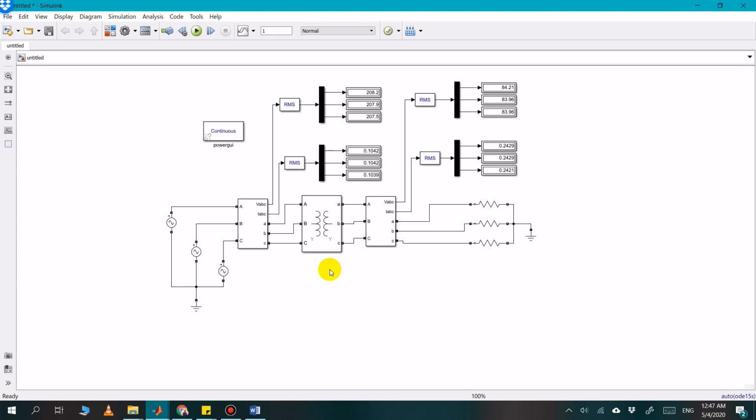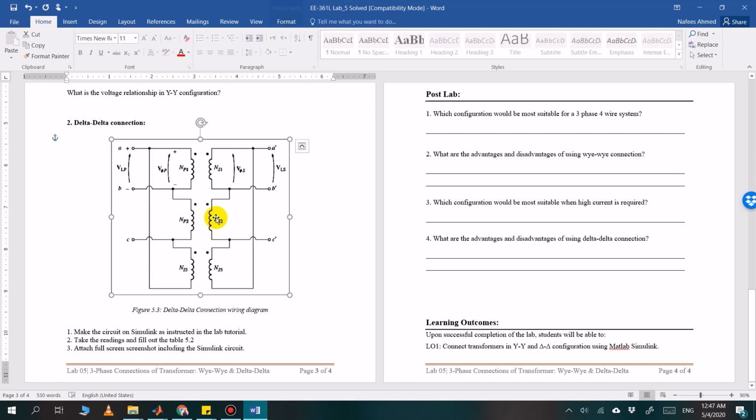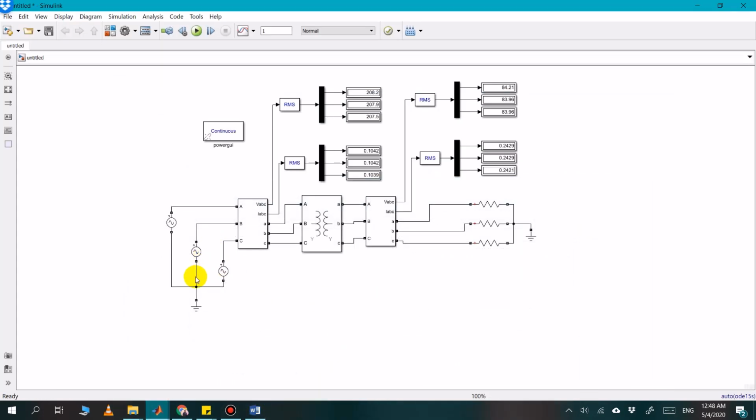The next thing is to make a delta-delta connection. So this is the wiring diagram of our delta-delta connection. Now note here that one side is connected to the other, the second side is connected to the third one, and the third one is then connected to the first one. So this is just like a series connection, and there is no neutral in the delta-delta connection. So let's make this circuit. We have to do some changing. There will be no ground, so delete the ground.